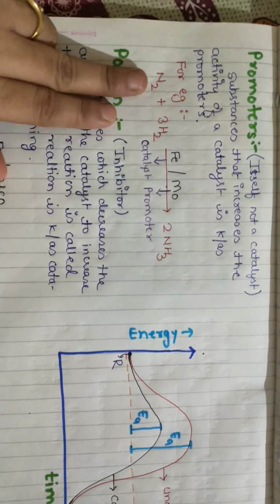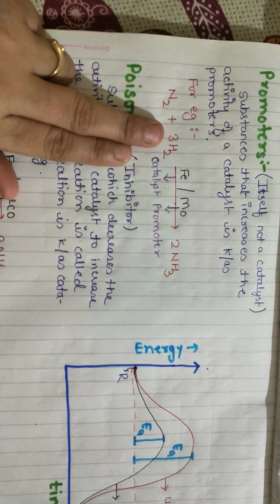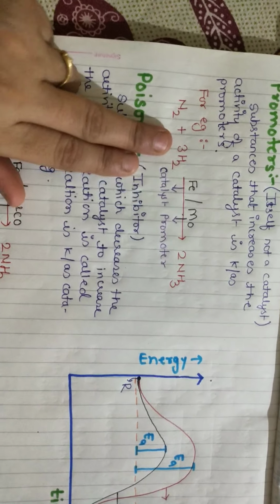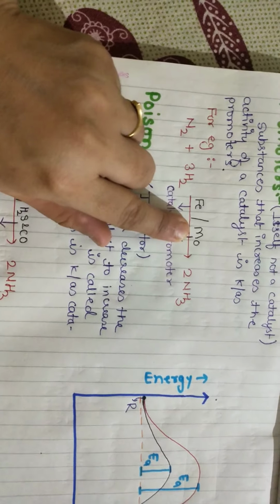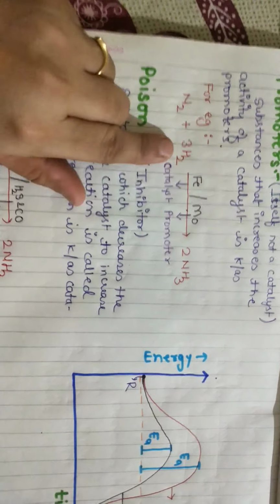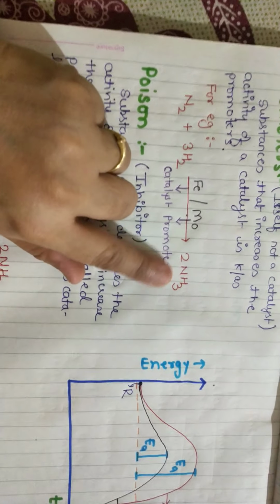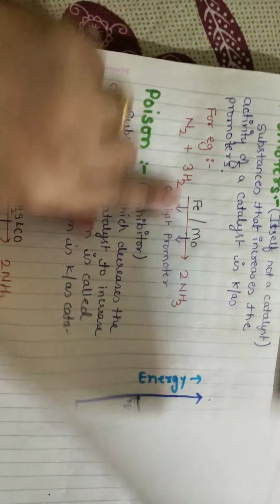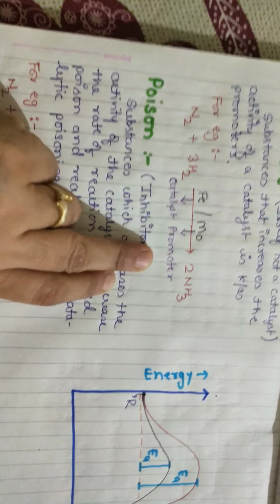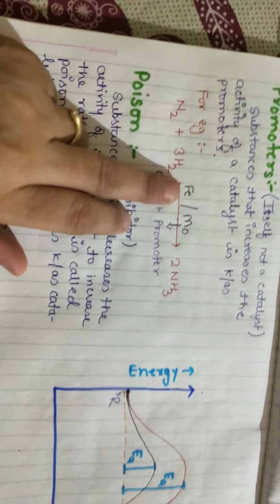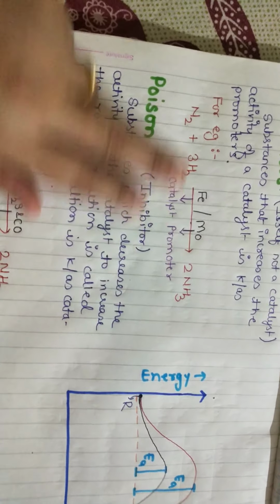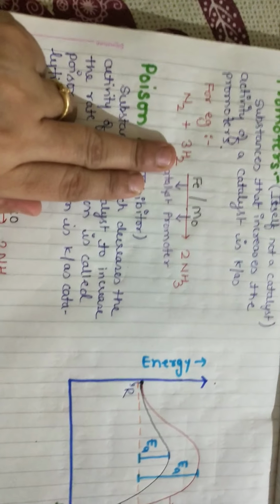For example, nitrogen and hydrogen, when they react in the presence of catalyst, that is iron, and if a promoter we have added, that is molybdenum, then it will convert into ammonia. So this reaction will be more effective in the presence of promoter because this promoter will increase the activity of this catalyst, and this catalyst will increase the overall activity of this reaction.